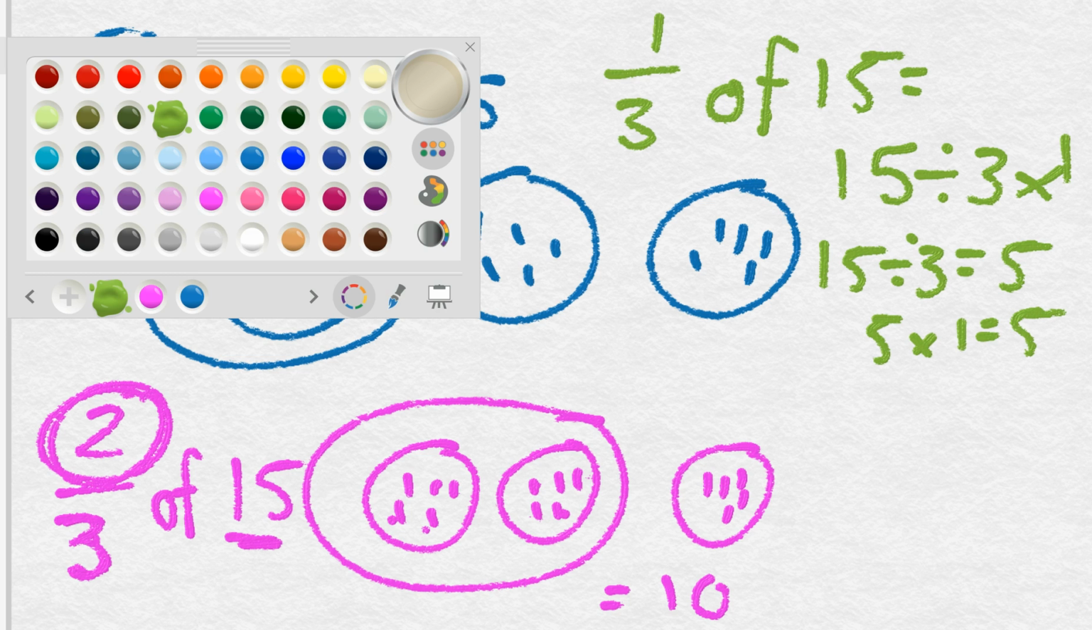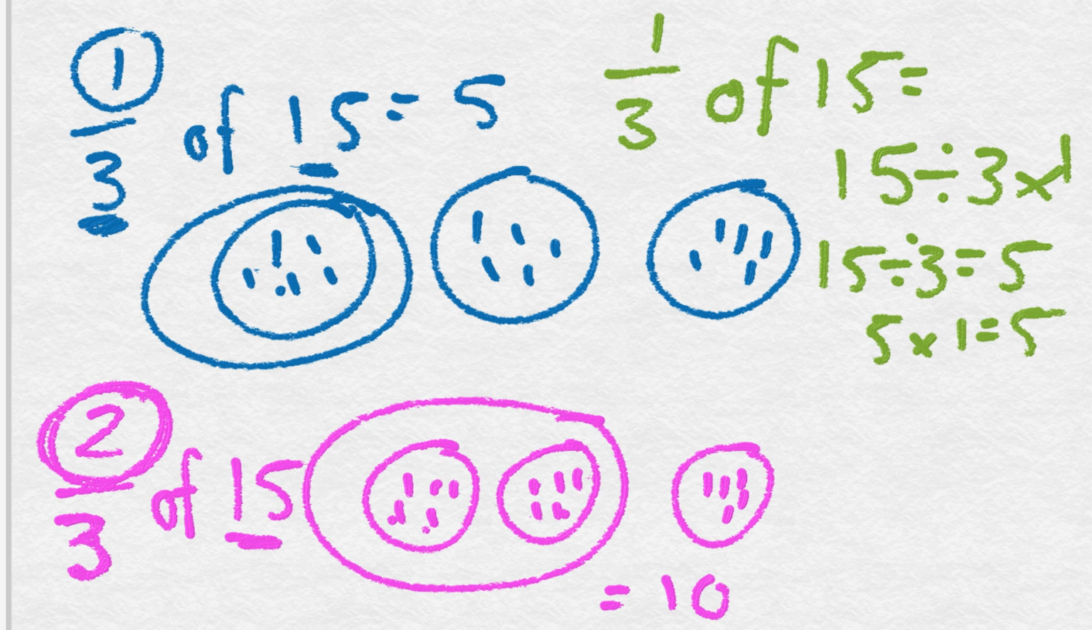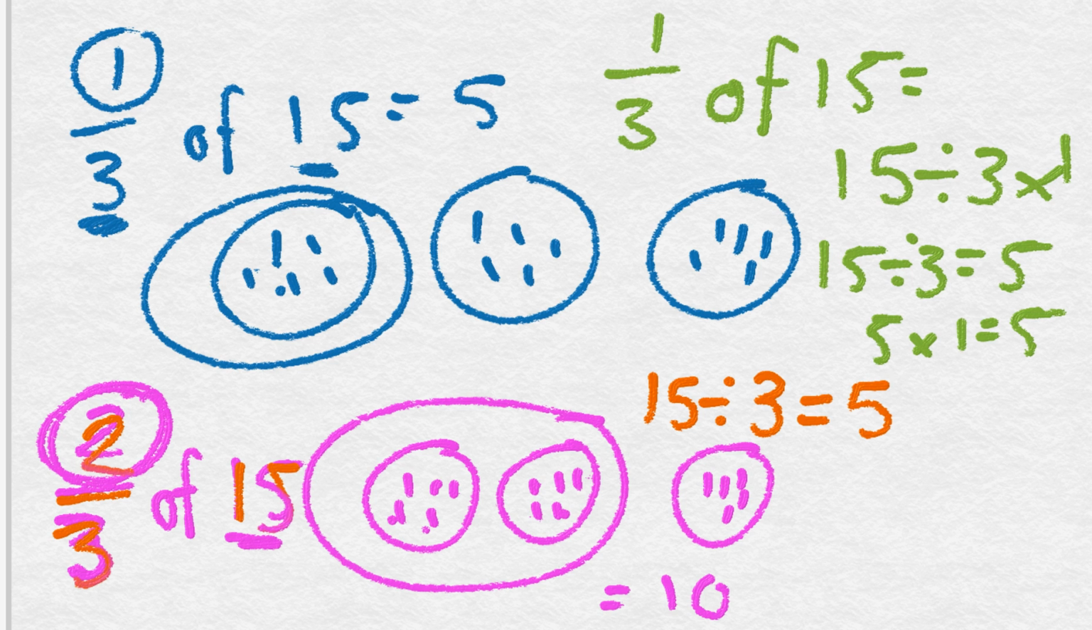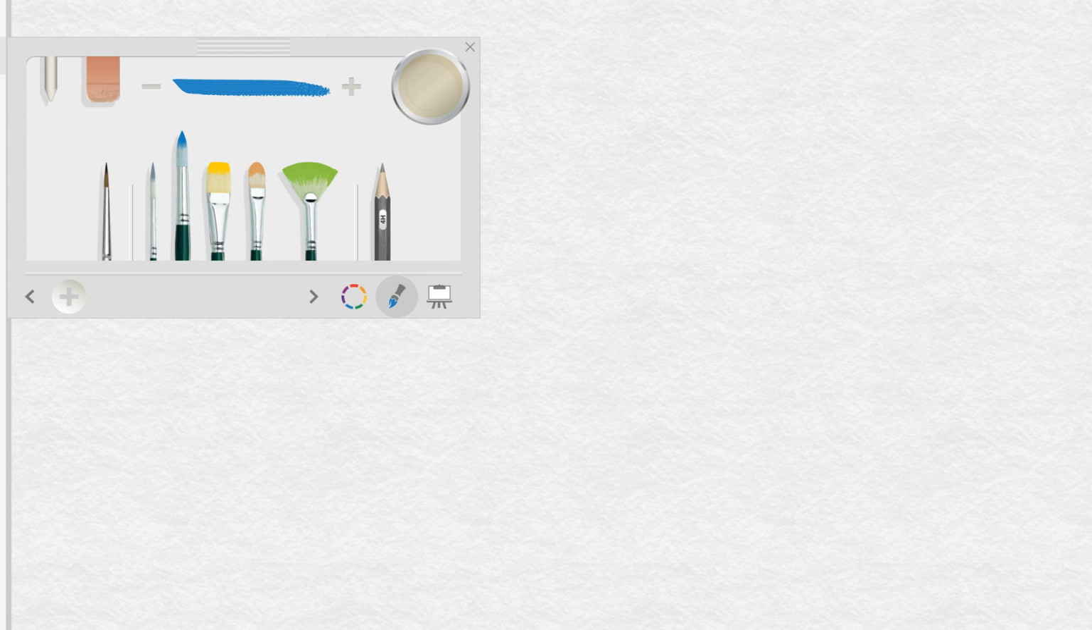Okay, so without drawing them, this one here, we're going to do 15 divided by 3 times 2. So 15 divided by 3 equals 5, times by 2. Now we're timesing by 2 because we're talking about 2 groups, equals 10. That's another way of doing it without having to draw it. Now let's have a look at another example.